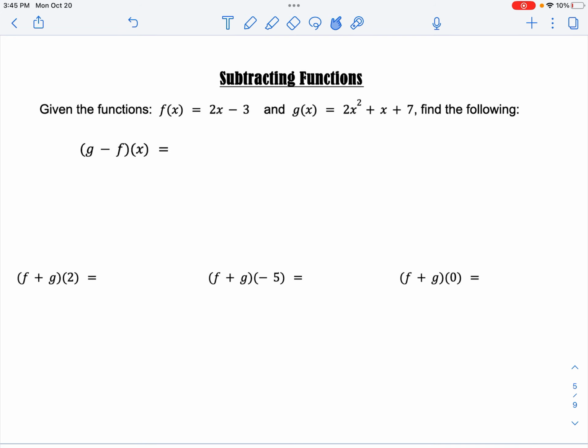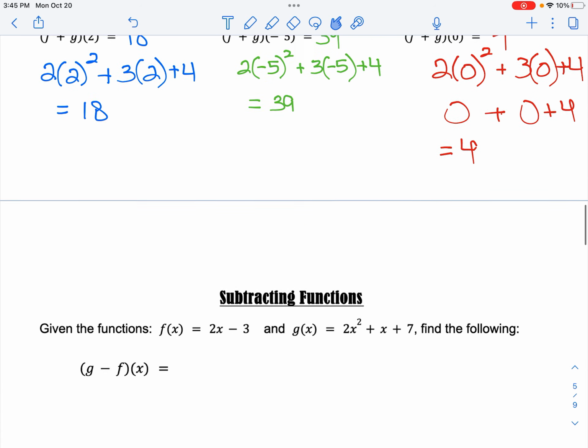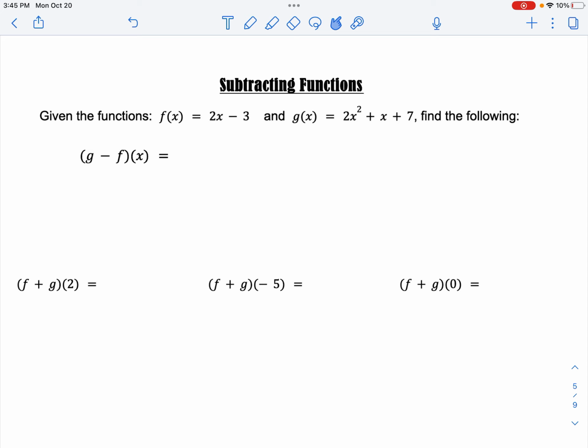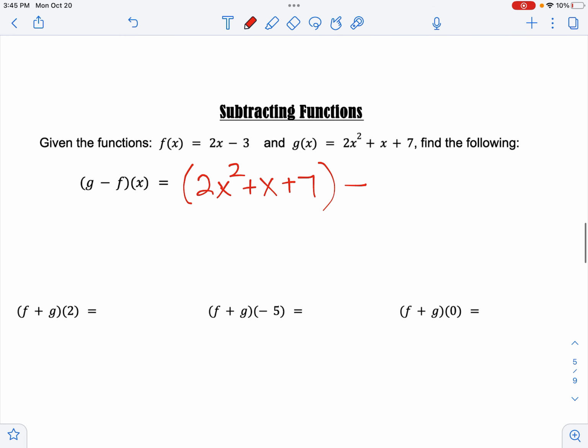Subtracting functions. So this says same functions, but we're going to subtract g of x minus f of x. So notice here it says g minus f. So that means we're going to do this one minus this. So I'm going to write that out this way. So 2x squared plus x plus 7 minus, and then 2x minus 3.